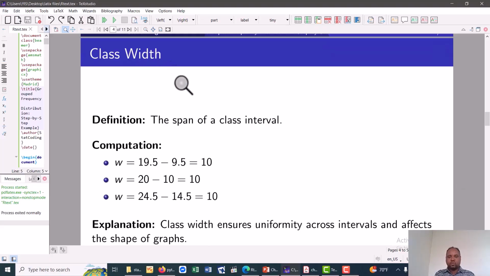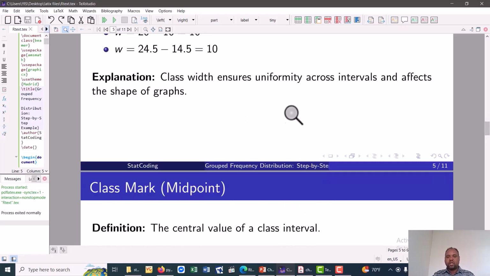What is class width? Class width is the span of a class interval, or the distance of a class interval. It can be obtained by subtracting the lower class boundary from the upper class boundary of a class, or it is the difference between two consecutive lower class limits or two consecutive upper class limits, or the difference between two consecutive class marks. This gives us three methods: the method of class boundaries, consecutive class limits, and class markers. So class width ensures uniformity across intervals and affects the shape of the graph.